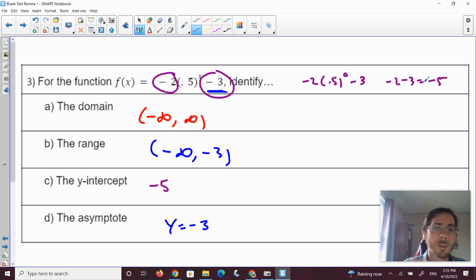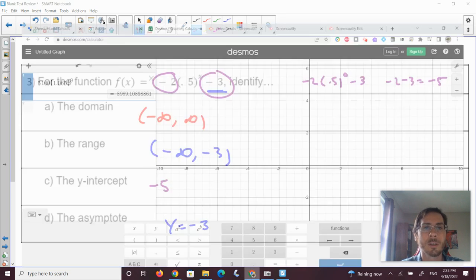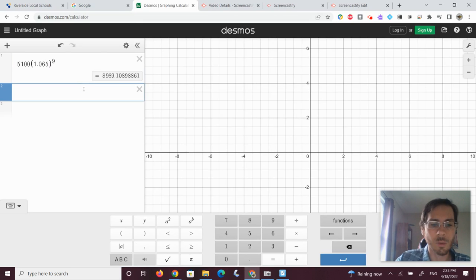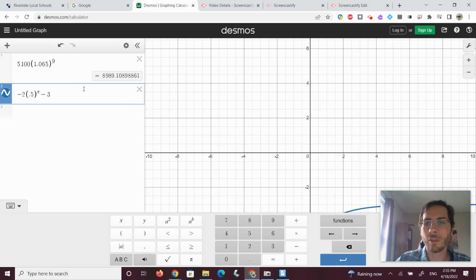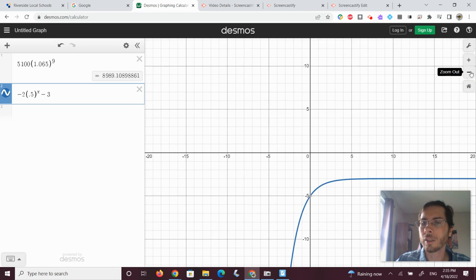Now, if you feel this is going to throw you a little bit, I would say try it out. So let's plug it into Desmos, into a graphing calculator, and see what we get. Negative 2 times 5 to the x, minus 3. And we can see, all right, yeah, I got the y-intercept, 0, negative 5.